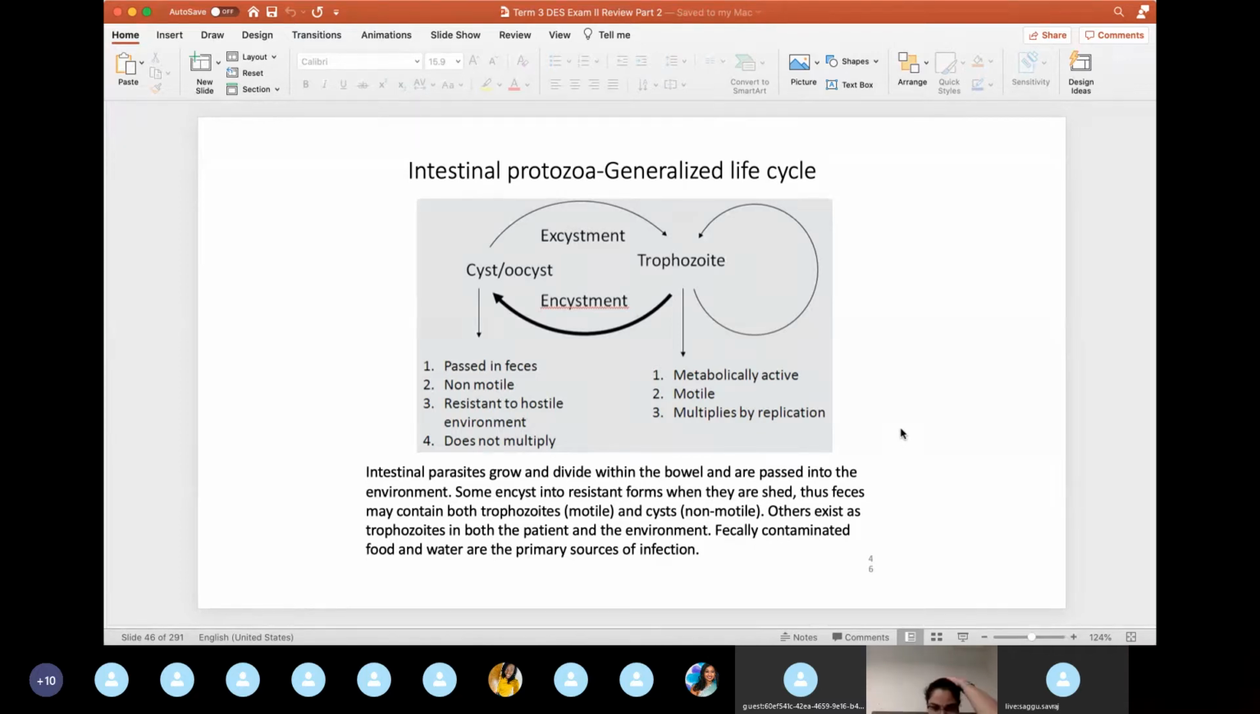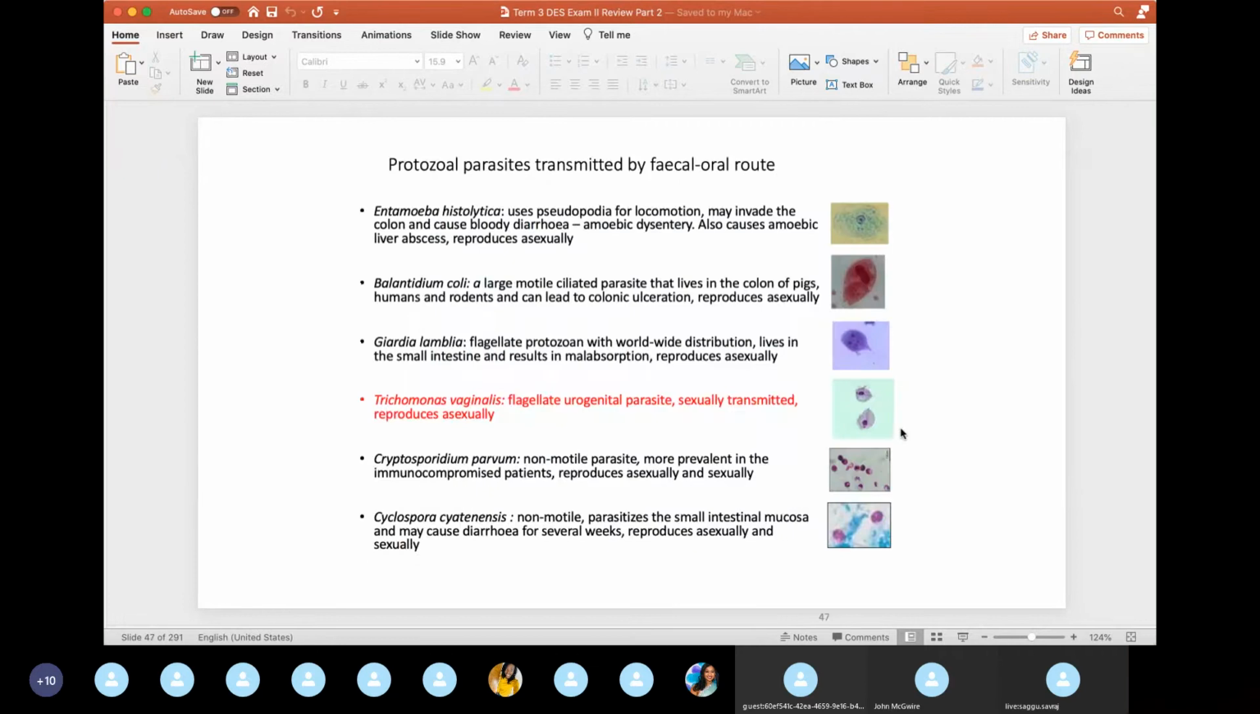Intestinal protozoa, you can ingest them via a cyst or an oocyst, or directly as a trophozoite. If it's a cyst, it's passed into the feces, non-motile. It is resistant to hostile environments and does not multiply. If you ingest them as a trophozoite, they are metabolically active, motile, and they multiply by replication.